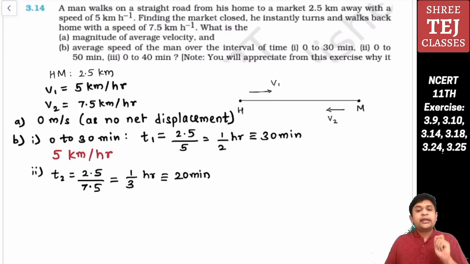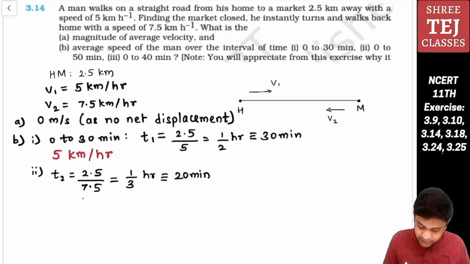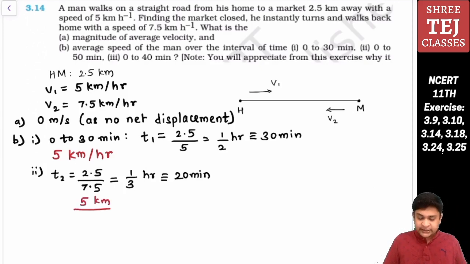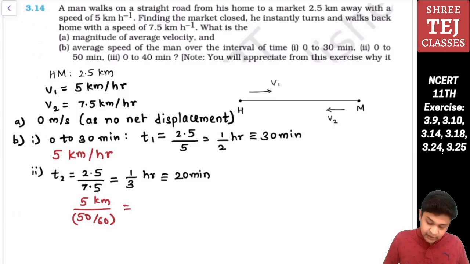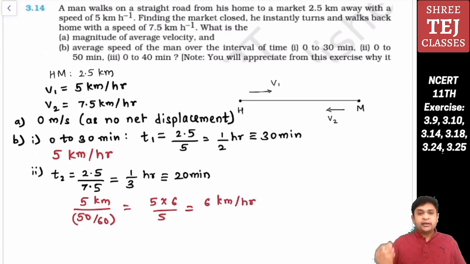So the person takes 30 minutes to go, 20 minutes to return. So total distance traveled is 2.5 while going, 2.5 while coming. So total distance is 5 km and total time taken is 50 minutes, which is 50 upon 60 hours. It will be 5 into 6 upon 5, which is 6 km per hour. So average speed from 0 to 50 minutes is 6 km per hour.